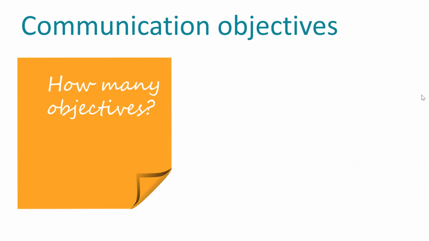We wouldn't recommend more than 5 objectives, but of course that depends on the strategy and on the UNDAF. So let's start from there. How do we go about writing the communication strategies?